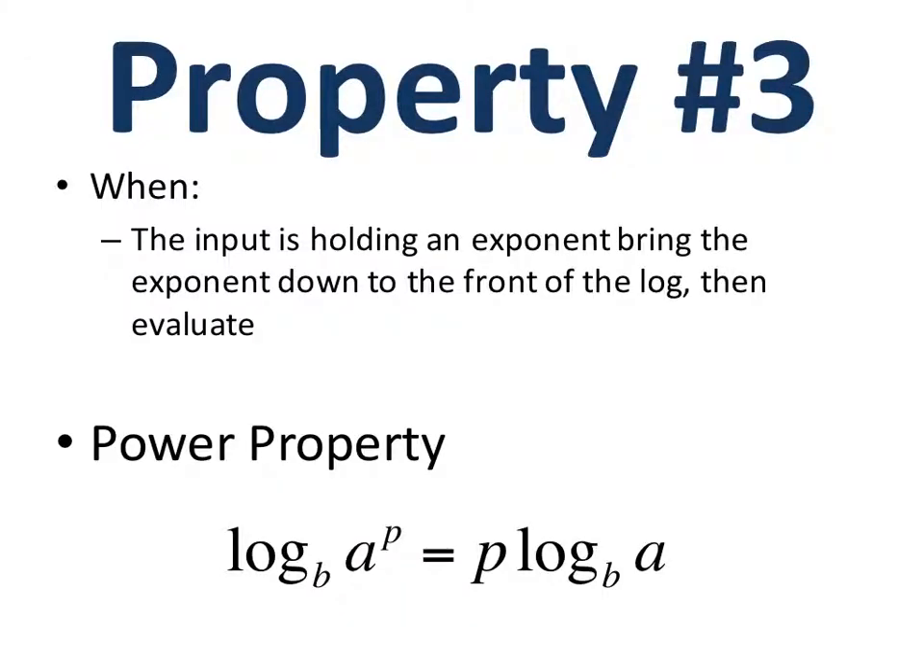Property number 3. When the input is holding an exponent, you're going to bring the exponent down to the front of the log. Then you can evaluate like normal. As you see here, I have an exponent of p. My input has an exponent, so the p just gets brought down in front of the log. It's the same as just multiplying p times that log.